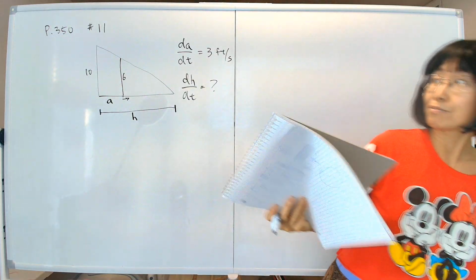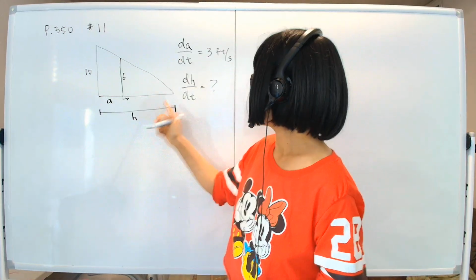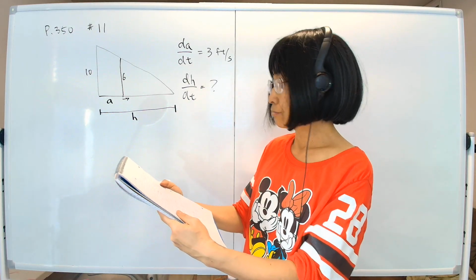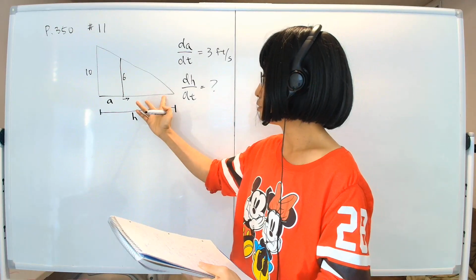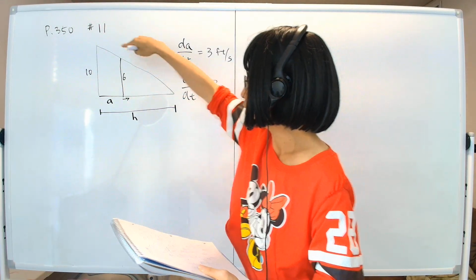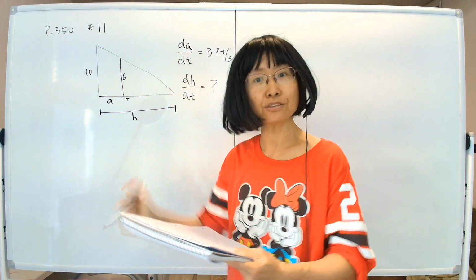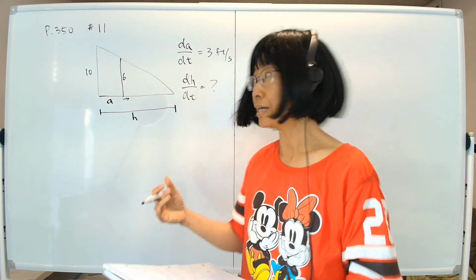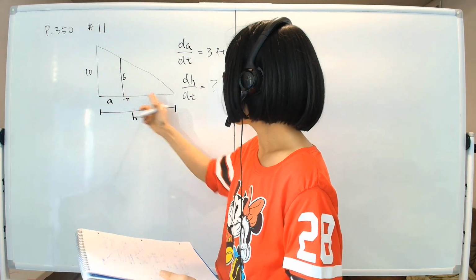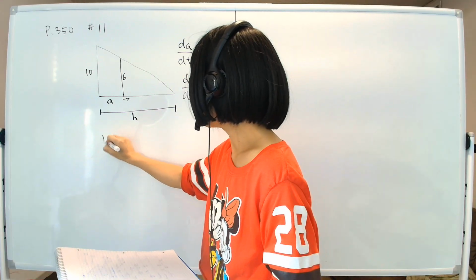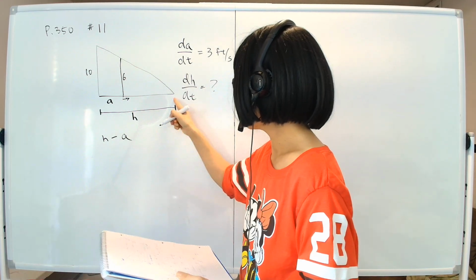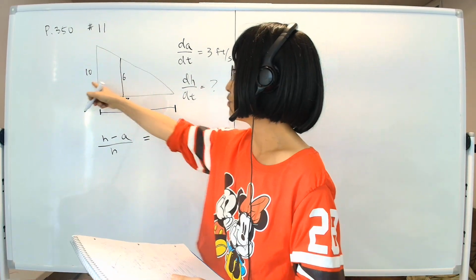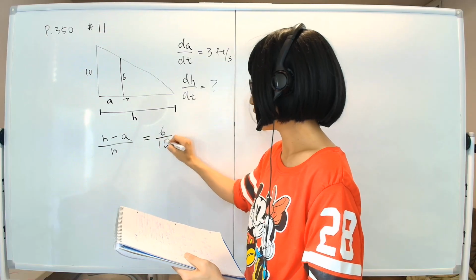Now we need to find a relationship between h and a. How do h and a relate? These two are similar triangles: the small one versus the big one. By the rules of similar triangles, this part, h minus a, compared to the whole distance, h, is the same as 6 over 10. That's their relationship.